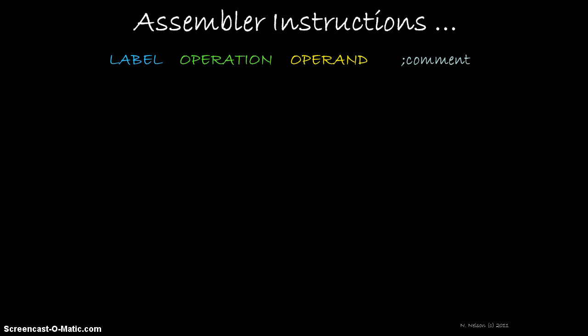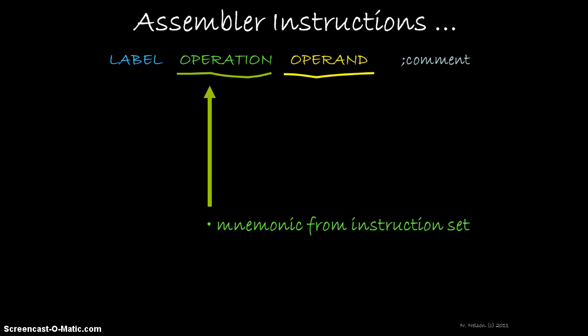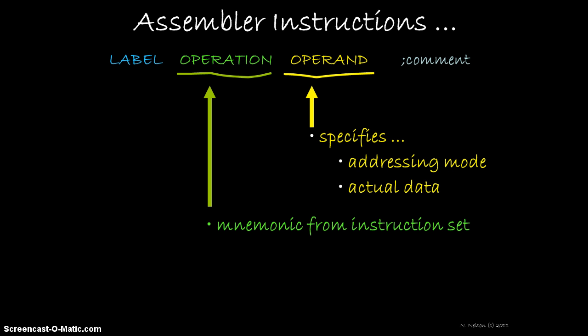An assembler instruction is made up of four components: a label, the operation, its operand, and a comment. The most important of the four are the operation and the operand. These two together make up the actual instruction. The operation must be one of the mnemonics selected from the processor's instruction set. The operand specifies both the addressing mode and the actual data that the operation needs in order to execute properly.